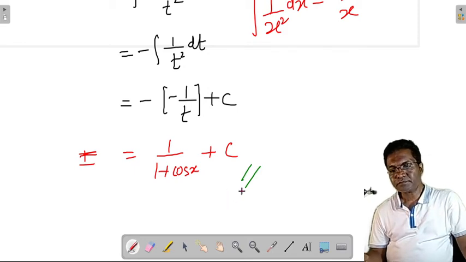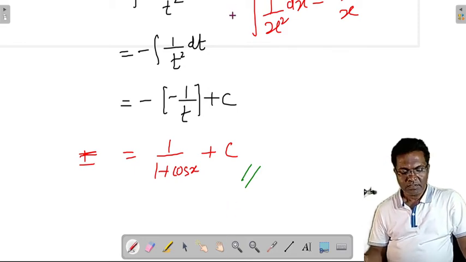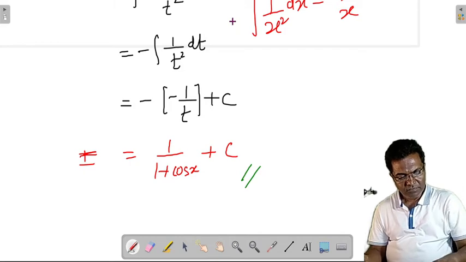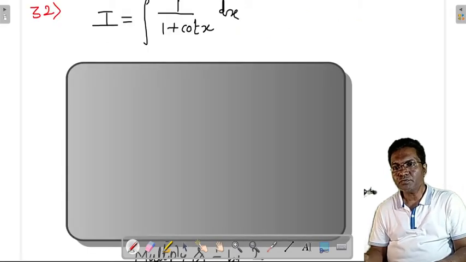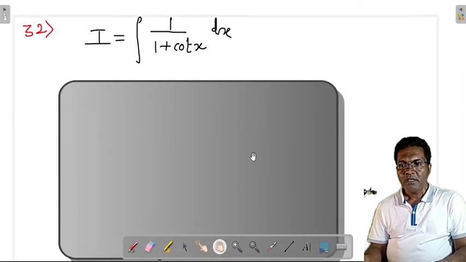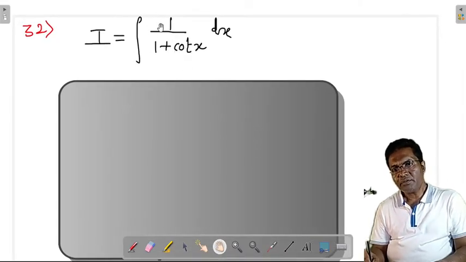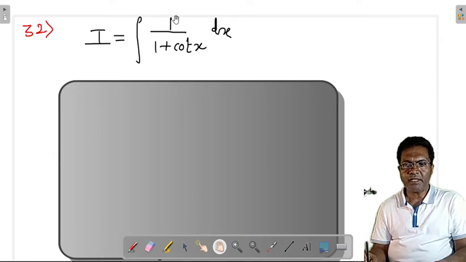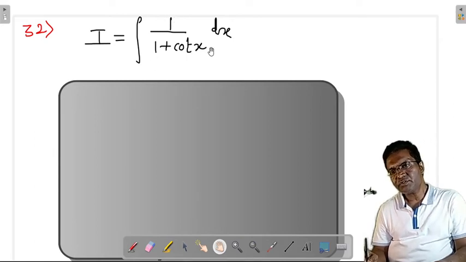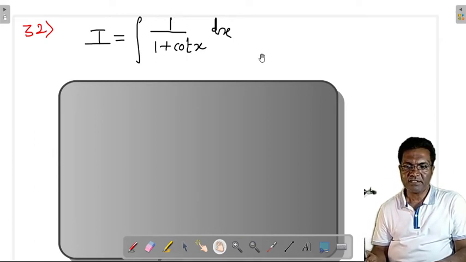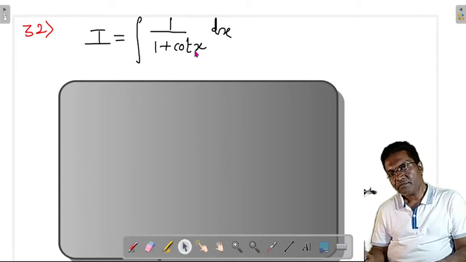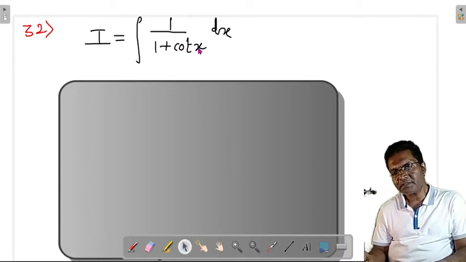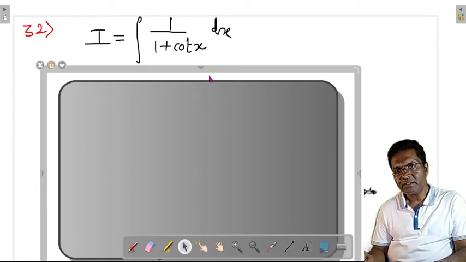Okay. Now question number 32. I equals the integral of 1 by 1 plus cot x dx. Okay, first you need to express cot x in terms of sin and cos.